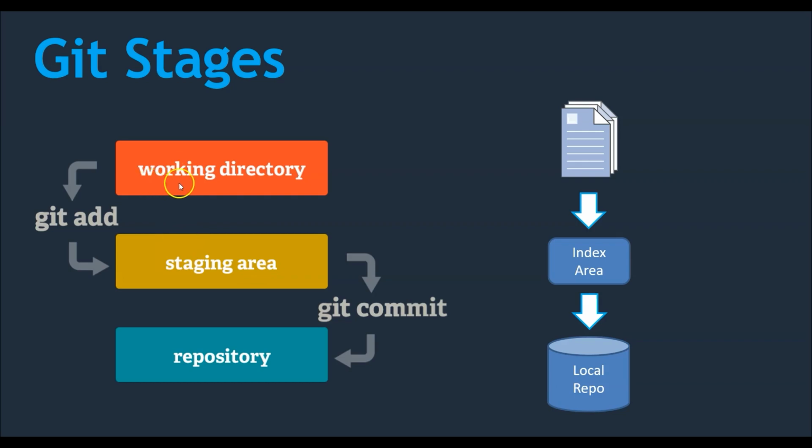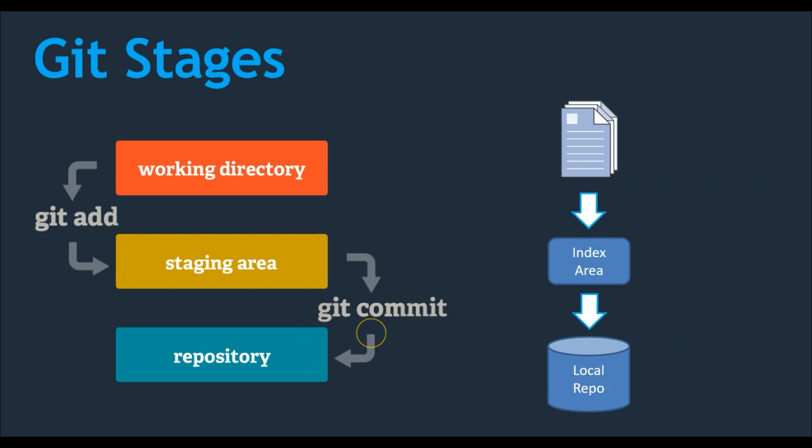To add our files from the working directory to the staging area, we should execute the command called git add. So git add is a command to add our files from the working area to the staging area. Once these files are available under the staging area, we need to execute the git commit command to add these files to the repository. So we can add files to our local repository by using the git commit command.